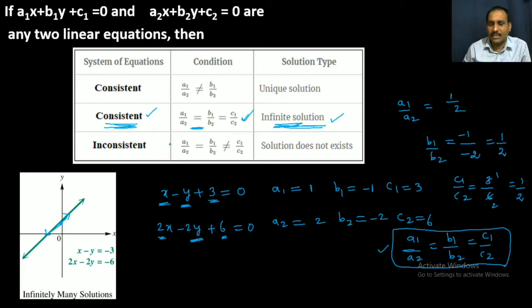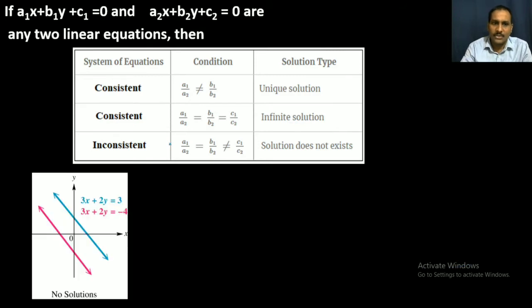Let's check the third one, inconsistent. Suppose you take this system. In this case, you know that there is no solution. No solution exists in this system.